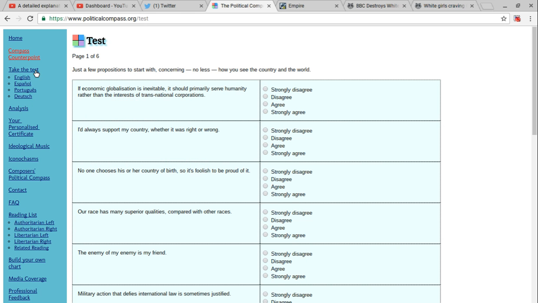Just a few propositions to start with concerning, no less, how you see the country and the world. Okay.